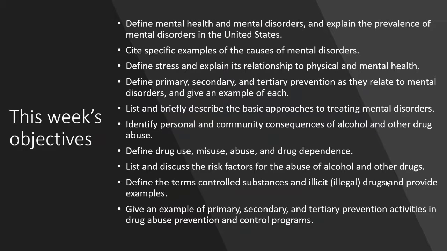For Chapter 12, you'll be able to identify personal and community consequences of alcohol and other drug use. You will be able to define drug use, misuse, abuse, drug dependence. Discuss some of the risk factors and protective factors for the abuse of drugs and alcohol. Define the terms controlled substances and illicit drugs and give examples of each. And then finally, talk about primary, secondary, and tertiary prevention as it relates to drug abuse and drug prevention.